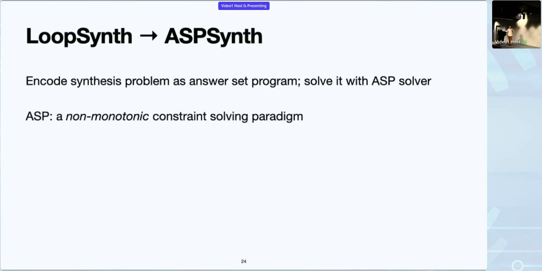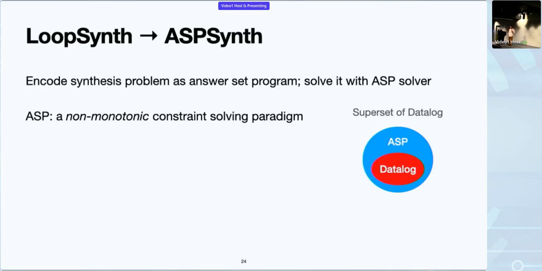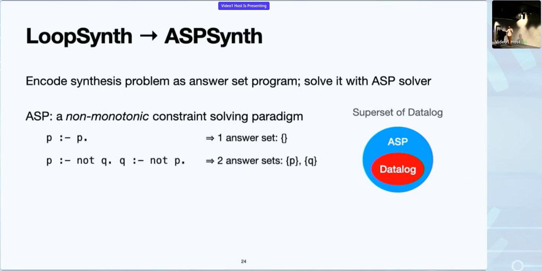So I've mentioned ASP a bunch of times without telling you what it is, but it's a non-monotonic constraint solving paradigm that's actually a superset of Datalog. So in the Datalog fragment, the semantics correspond. So if we have this really simple little program, P of P, there's a single answer set, which is the empty model, and this is what we'd expect for Datalog as well. However, ASP can also contemplate programs that Datalog can't, such as those using arbitrary negation. So this program, P if not Q, Q if not P.